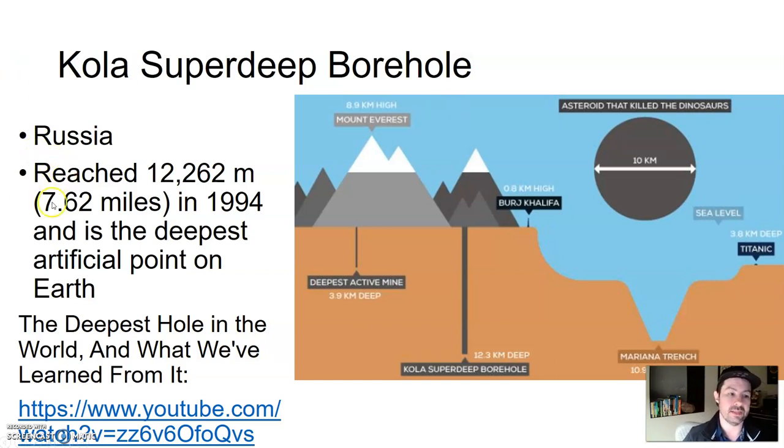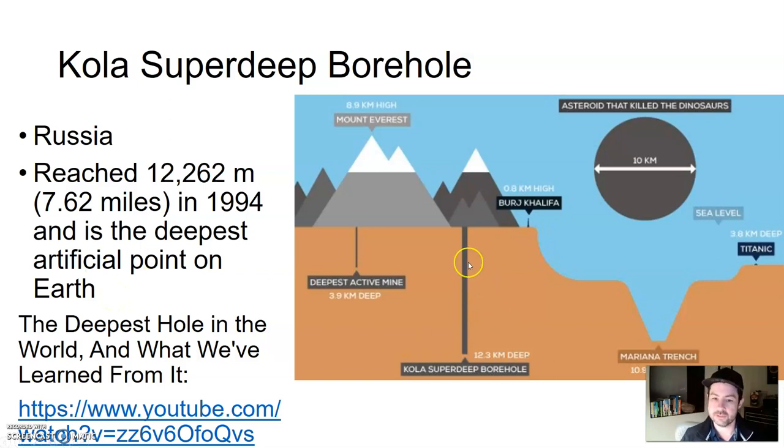They drilled down 7.62 miles, finishing in 1994. That's when they were reverted back to the name Russia after the Soviet Union. And that's the deepest artificial point on Earth. That's the deepest we've ever gone. It's the deepest hole in the world, for no other reason than just to see. So there's some science behind it as well.